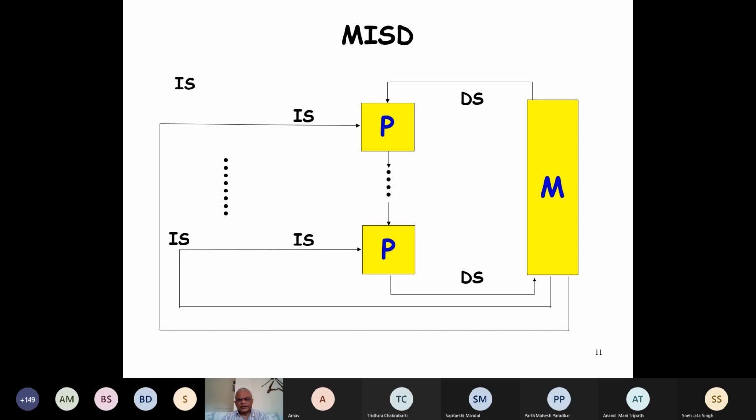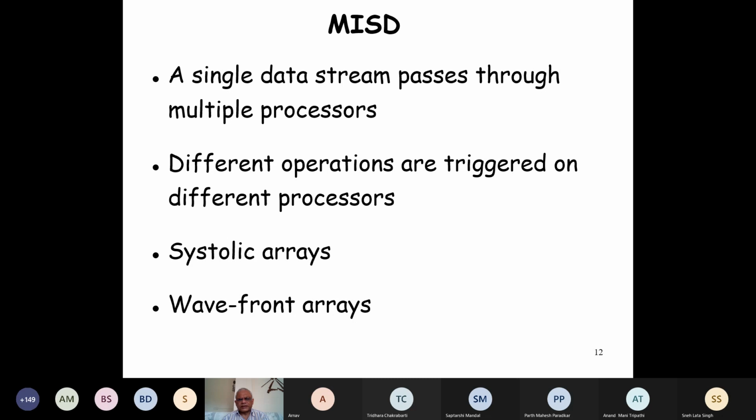The same data is being executed by different processors. And I said that these are very specialized processors, very rare. You may not come across them in daily life, but they exist in the form of systolic arrays, wavefront arrays, etc. These will not be included in this course. So MISD are rather rare, esoteric computers which we will not discuss. Just the term you may hear from somebody and should make sense.